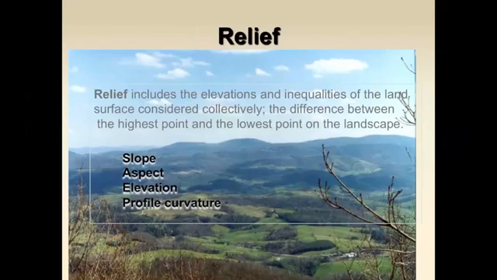So in the northern hemisphere, if it's south facing, it's going to get more sun, and by definition, it's going to be a little bit warmer than the north facing slope. That's going to have a huge influence on your flora and fauna, and then of course on what your soil looks like. Your profile curvature, is it convex, concave? That's also going to have some kind of an influence.